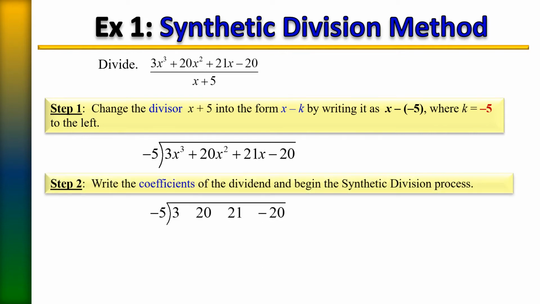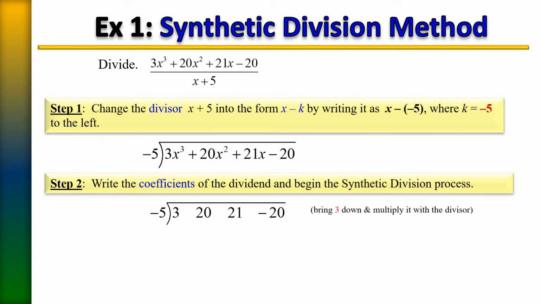Now that we have that in the correct form, we can begin the synthetic division process. The synthetic division process will always be add and multiply, add and multiply. Another way to think of it is bring down, multiply, bring down, multiply, because you will be doing those methods repeatedly. So here we go.